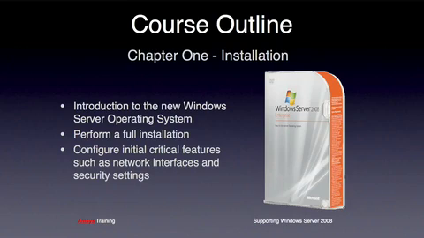Chapter 1 starts with an overview of the Windows Server operating system, including some of its key features and the minimum recommended requirements. The students will then perform a full installation. After the installation is complete, they will need to configure a few basic services such as Ethernet interfaces and administrator user accounts, ready for the next chapter.